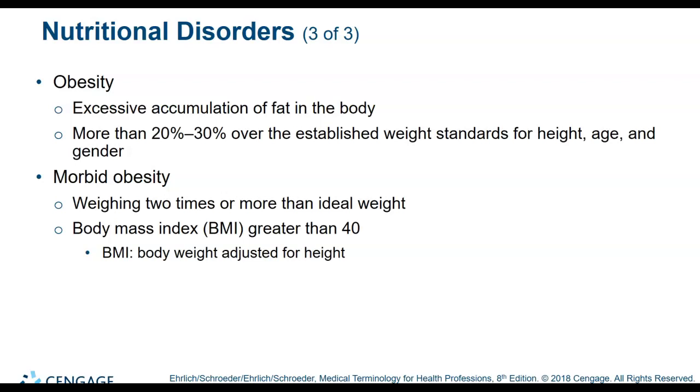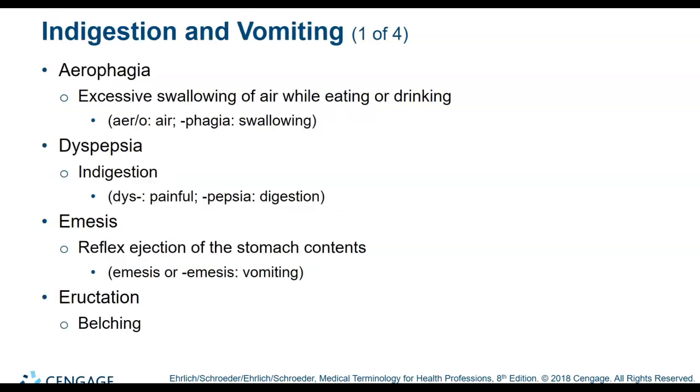Morbid obesity is when you weigh about 2 times your ideal weight, and your BMI is over 40. The great thing with the BMI now is that with electronic health records, it determines that for you when you put in the height, weight, and gender of the patient.